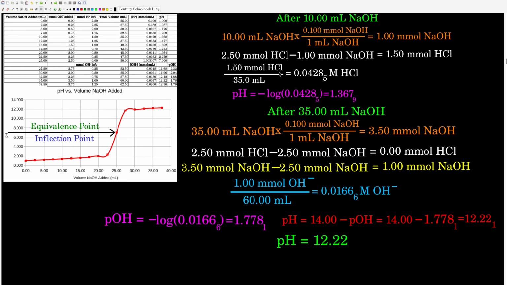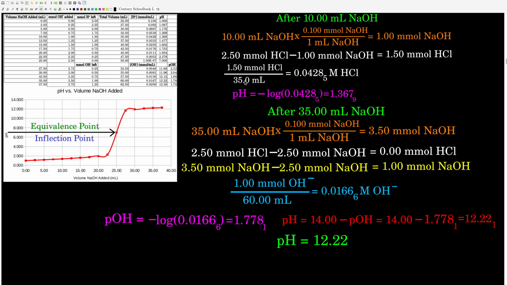So let's look at what happens after we've added 10 milliliters of sodium hydroxide. So we figured out, taking the volume times the molarity, how many millimoles we've added. We started with this many millimoles of hydrochloric. We've used up this many millimoles of that hydrochloric because 1 millimole of sodium hydroxide uses up 1 millimole of hydrochloric. So we have 1.50 millimoles of hydrochloric acid left.